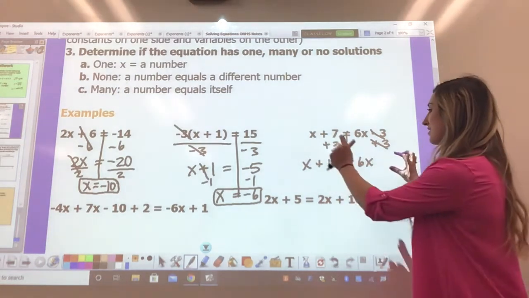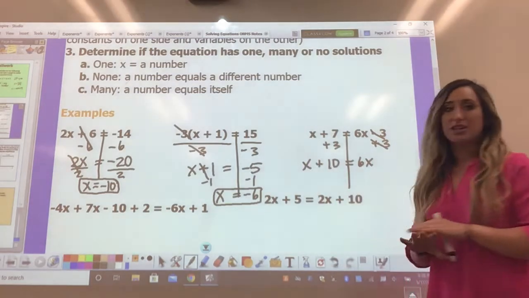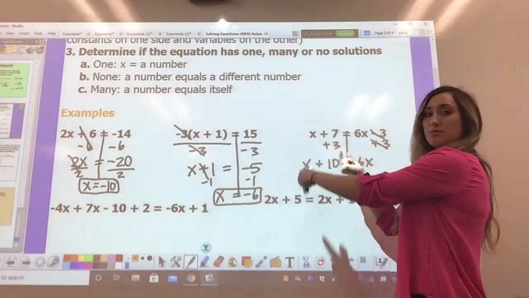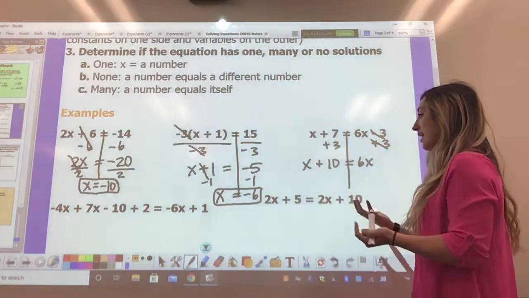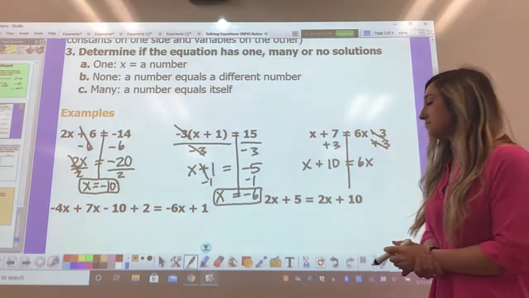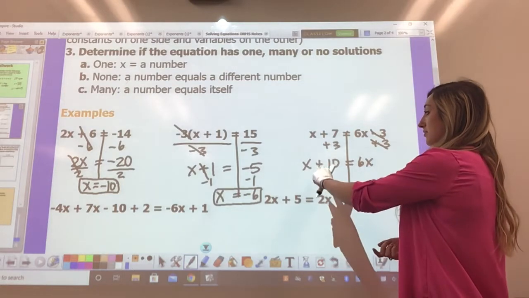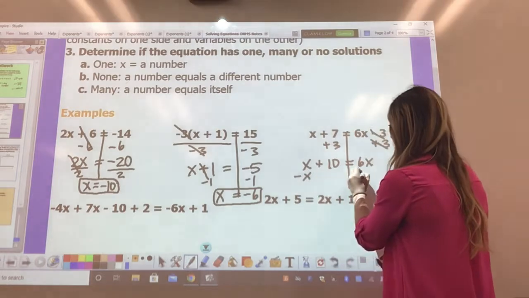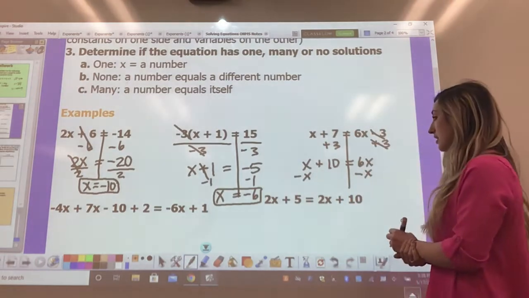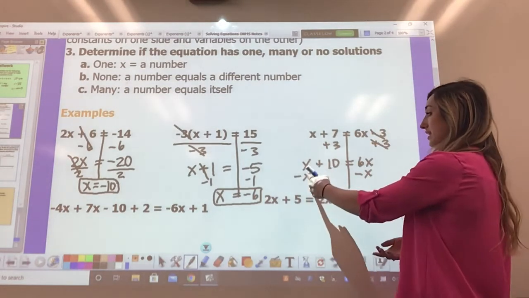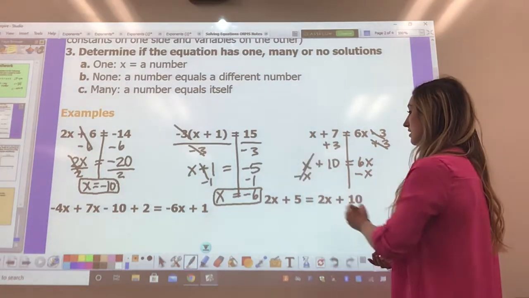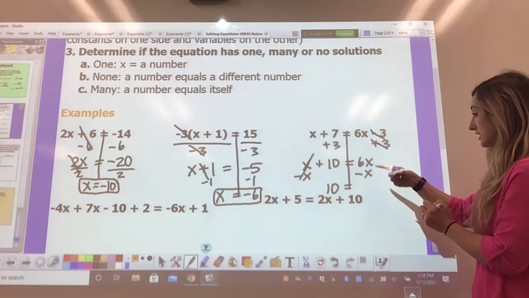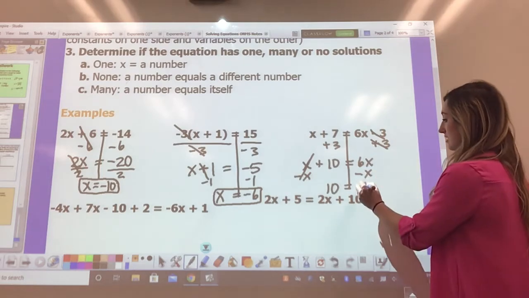So once again, I have x's on both sides of the equation, and I don't want that. So I've got my numbers on this side, so let's get rid of the x, move it over to this side, and I do that just like I know how to solve equations. To get rid of a plus x, I can subtract x on both sides. So a positive x and a negative x cancel out. That leaves me with 10 equal to 6x minus x, which is 5x.